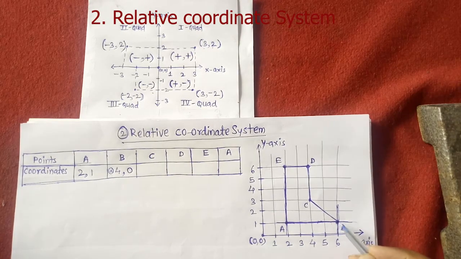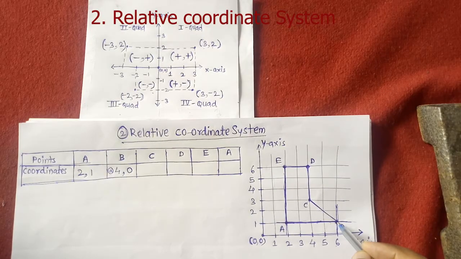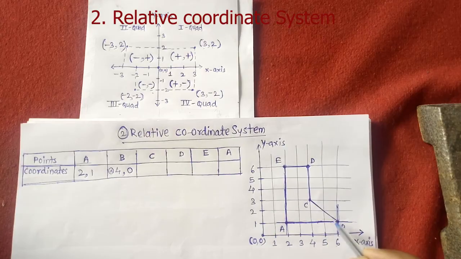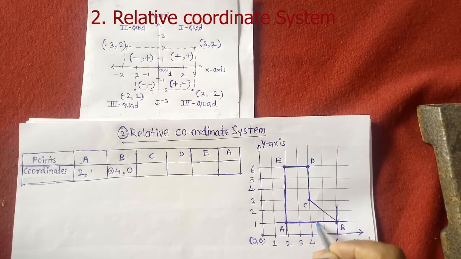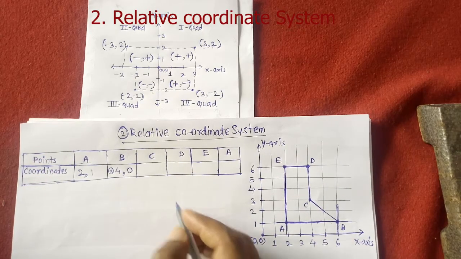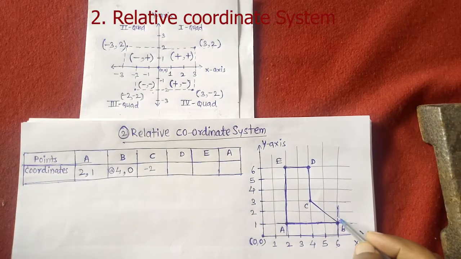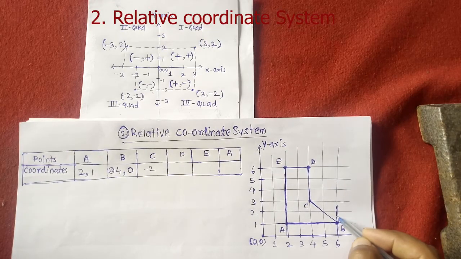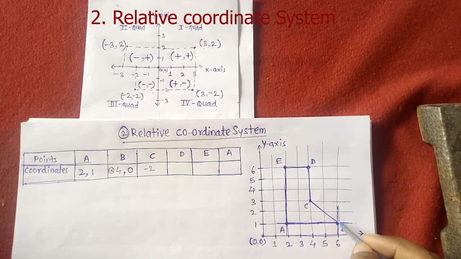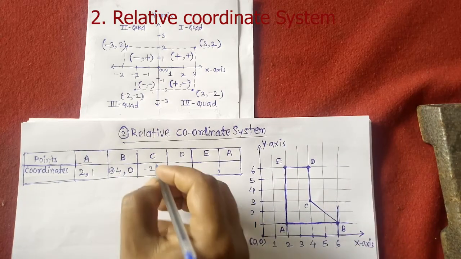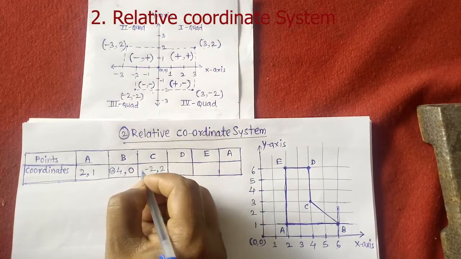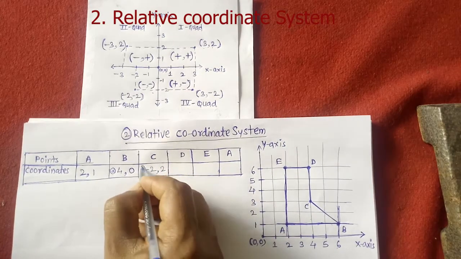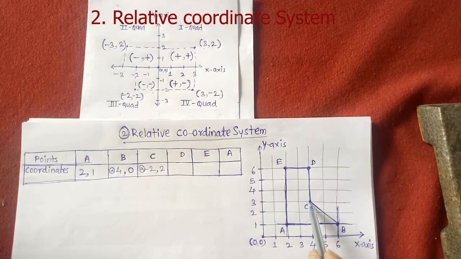So with respect to this origin, the x coordinate of point C is 2 units on the left hand side. So the x coordinate is -2 and the y coordinate is also 2: 1, 2. So write down 2, and don't forget to put the @ symbol before this C, because we have calculated the coordinates of this point C with respect to B, not with respect to this origin.